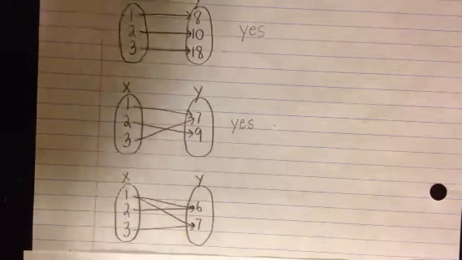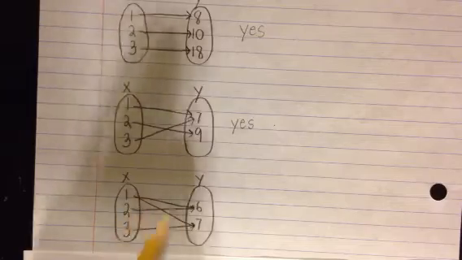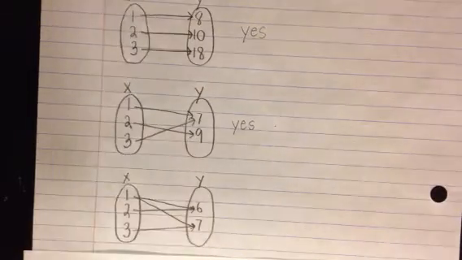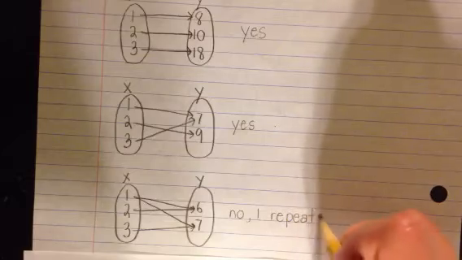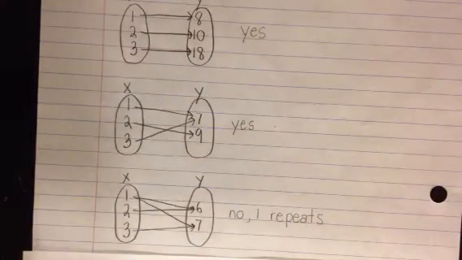That means the coordinate (1, 6) is part of this relation, and the coordinate (1, 7) is used for this relation. That means if there's 2 arrows coming off it, one is being repeated, one is being used twice. So that is against the rules. No, 1 repeats. So this cannot be a function because 1 repeats.